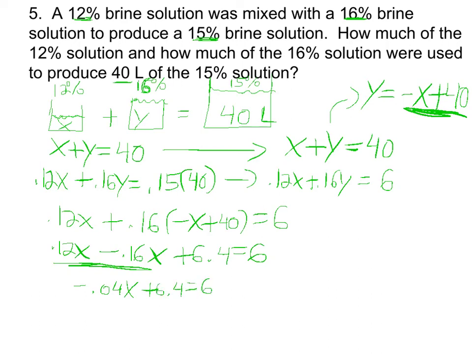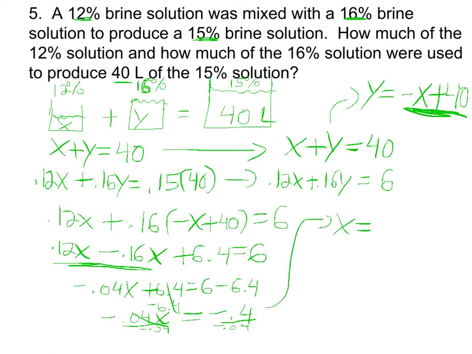Okay, I just have two more steps to get x by itself. I'm going to subtract 6.4. That goes away. Subtract 6.4 here. So I'm going to be left with negative 0.04x equals 6 minus 6.4, which is negative 0.4. And then we divide both sides by this negative 0.04. That cancels. And we're going to get x, which I'll put up here. So negative 0.4 divided by negative 0.04 gives me 10.